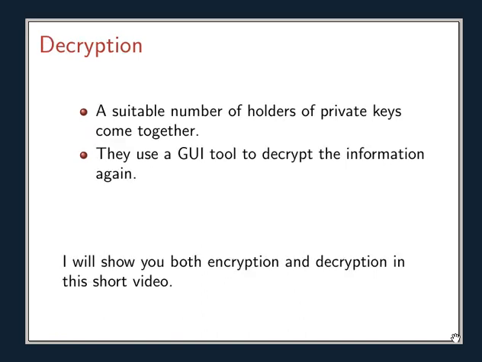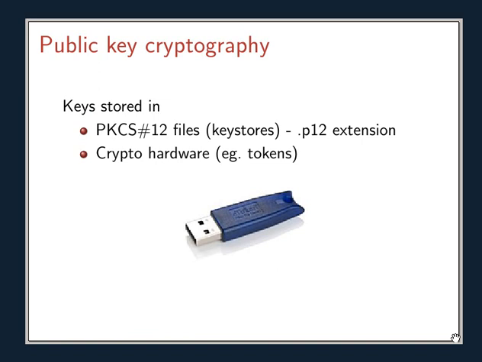Decryption can only be done when a suitable number of holders of private keys come together. They use a GUI tool to decrypt the information again. In fact, encryption and decryption can be done using the same tool. In this video, I will show you both encryption and decryption. The public key cryptography part of MEO can use either PKCS12 files or crypto hardware for storage of private keys. Public keys are handled by using certificates.